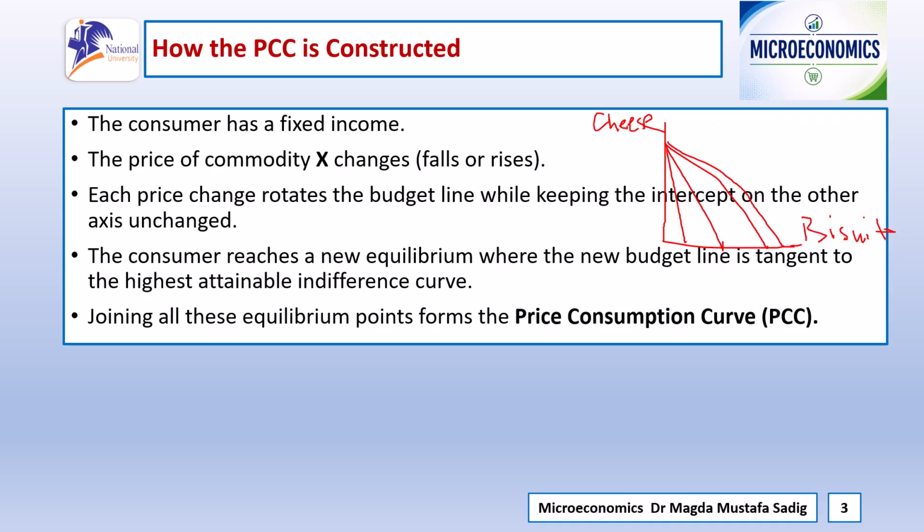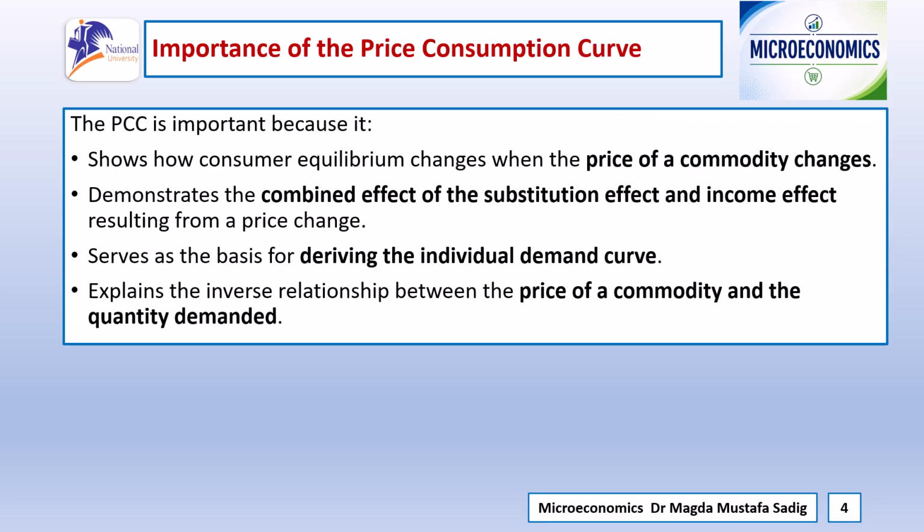So the consumer then chooses the combination of goods that gives the highest possible satisfaction. And this occurs when the budget line is tangent to the highest attainable indifference curve. What do we mean by highest attainable? Just let me take the pen again and do it like this. Okay, let me go back.